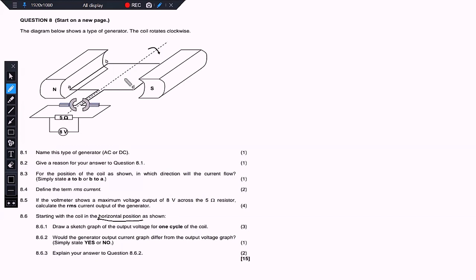There is one thing that I want you to note in this, right? I will draw it in the vertical position and also in the horizontal position so that you know the difference. Then 8.6.1 says draw a sketch graph of the output voltage for one cycle of the coil. Let's start with the one that you are used to, the standard one, which you find in a vertical position.